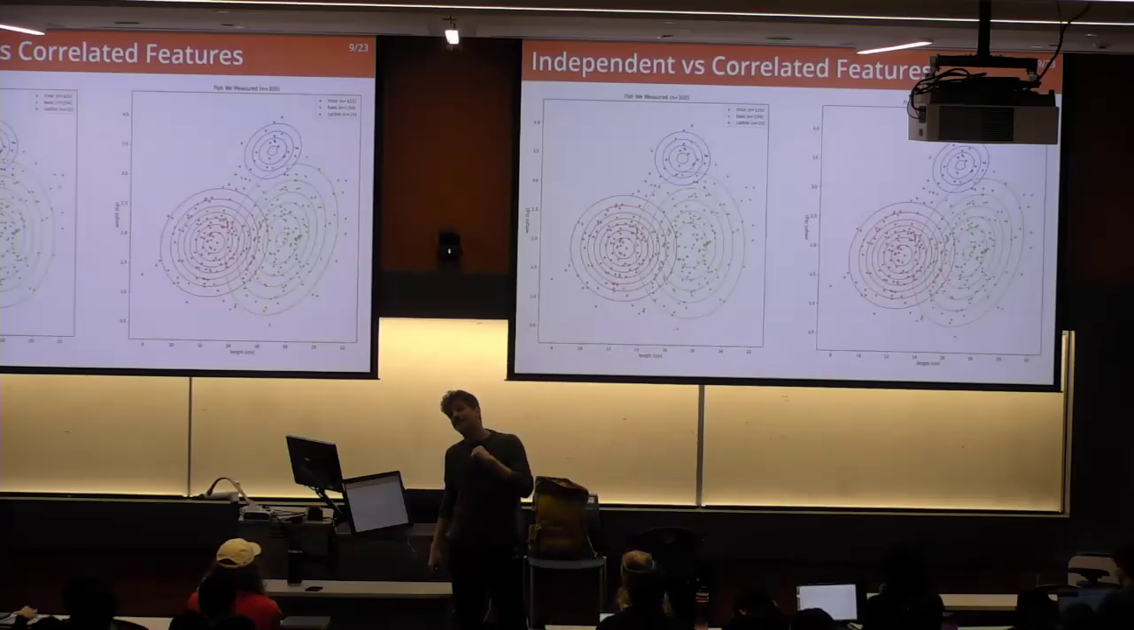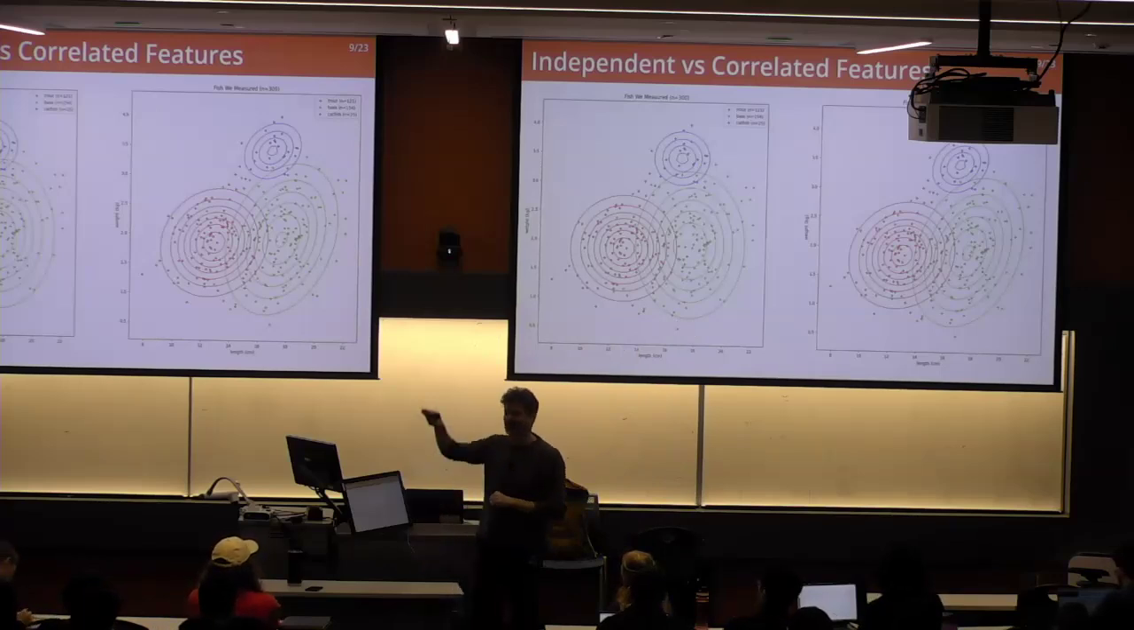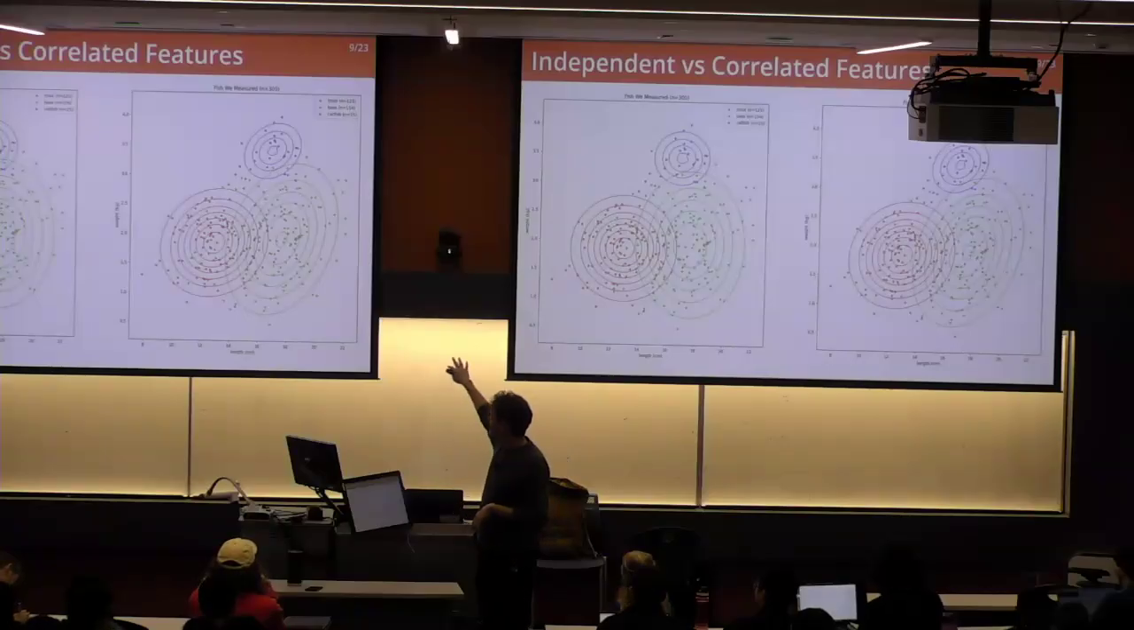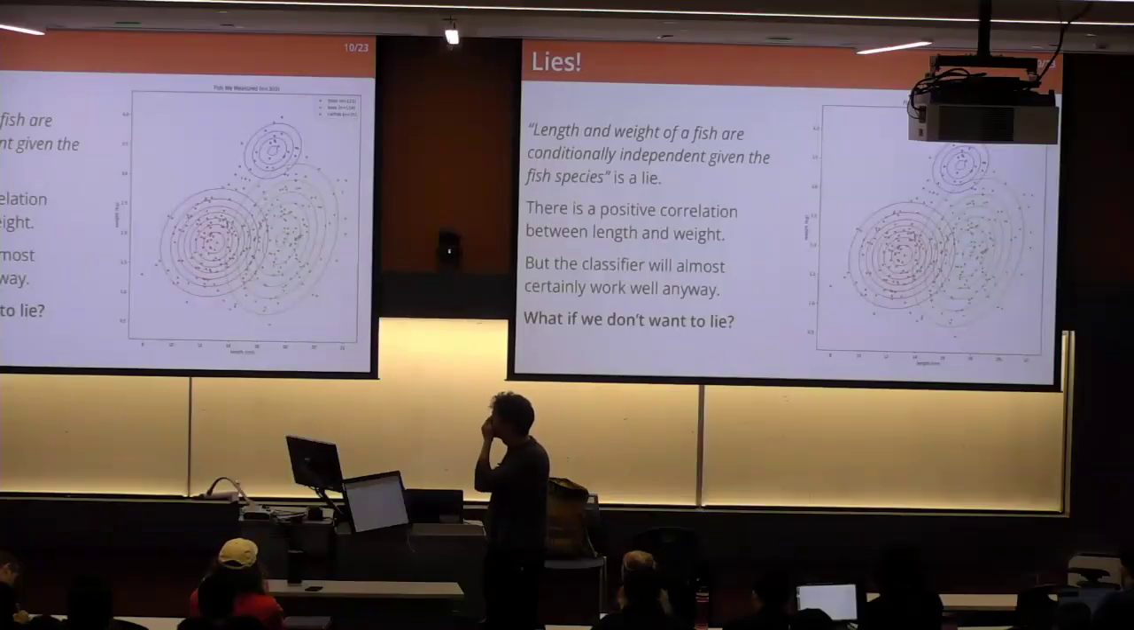So what would be life expectancy? As you get older, your life expectancy goes down. They are negatively correlated, okay? So you'll start to see these in these normal distributions. So once again, the length and the weight being independent, given the breed, is a lie. There is a positive correlation in fish between their length and the weight, but the classifier will almost certainly work.